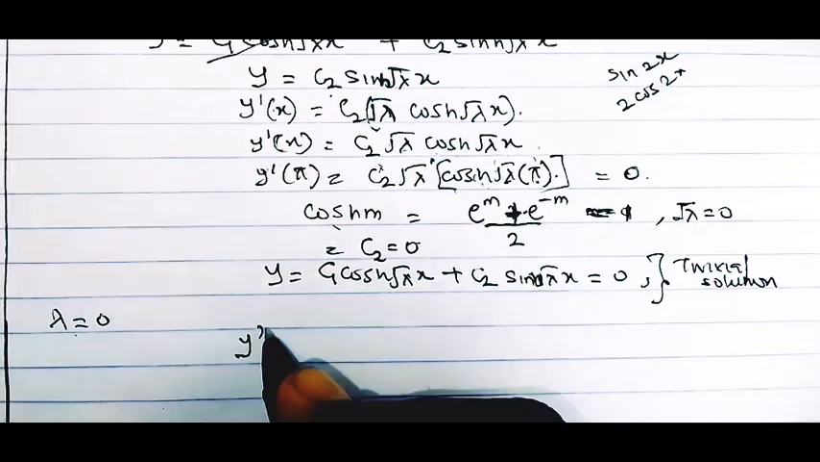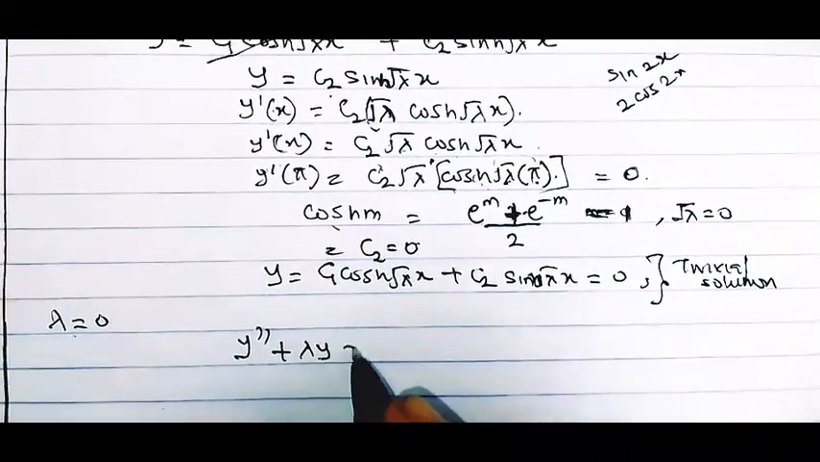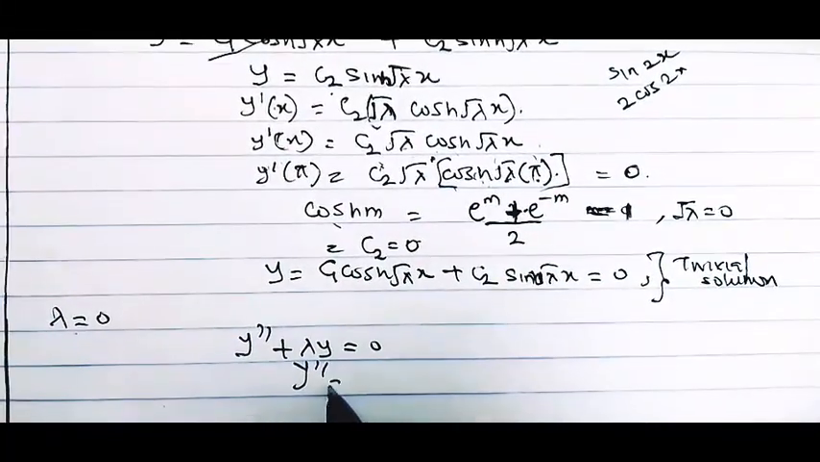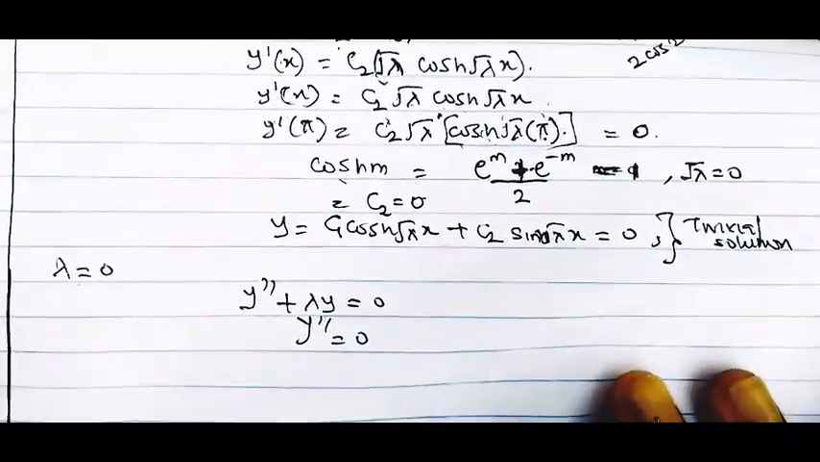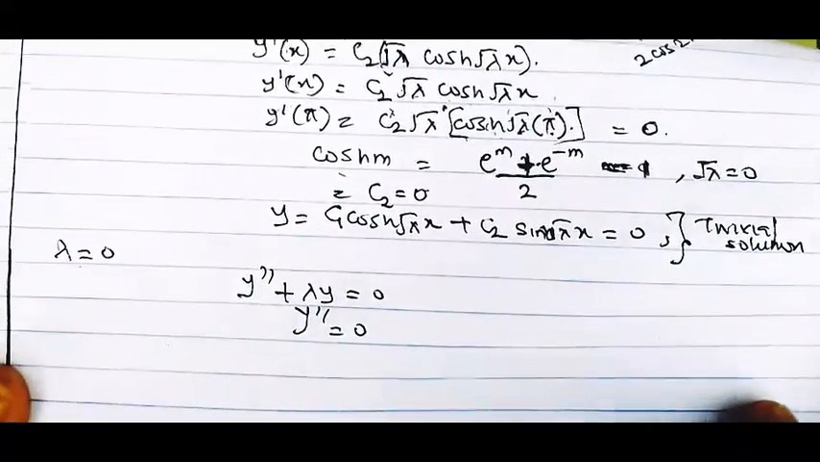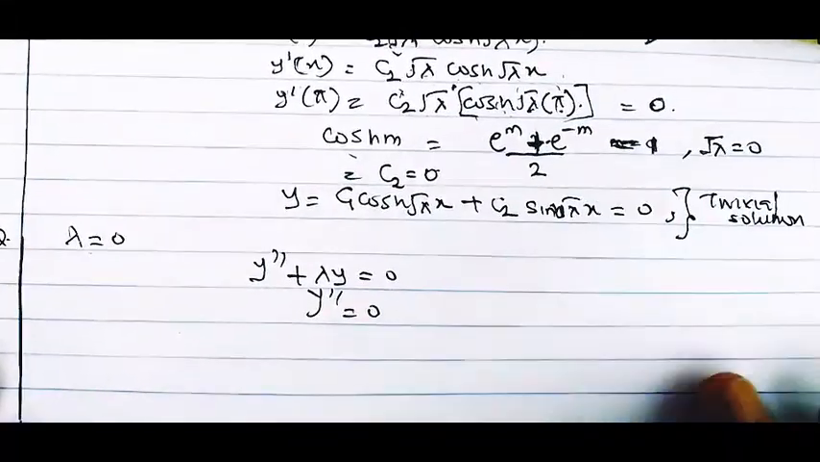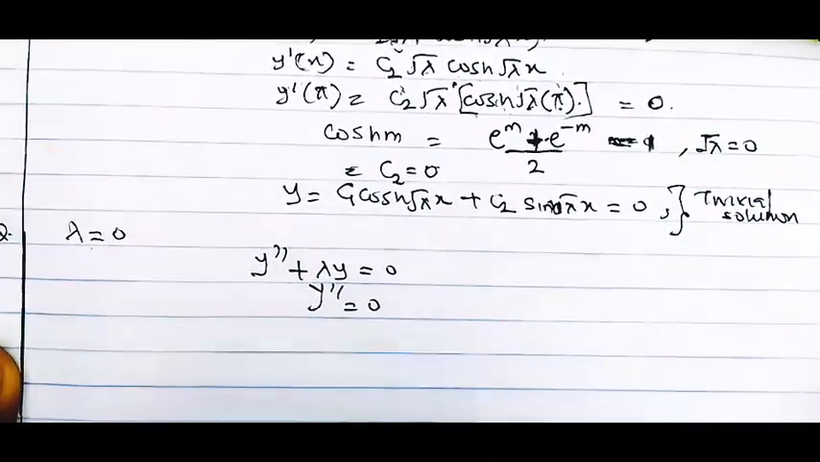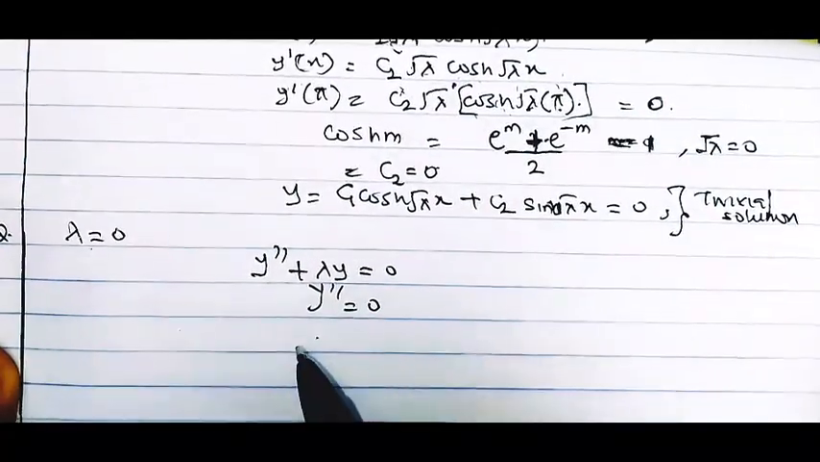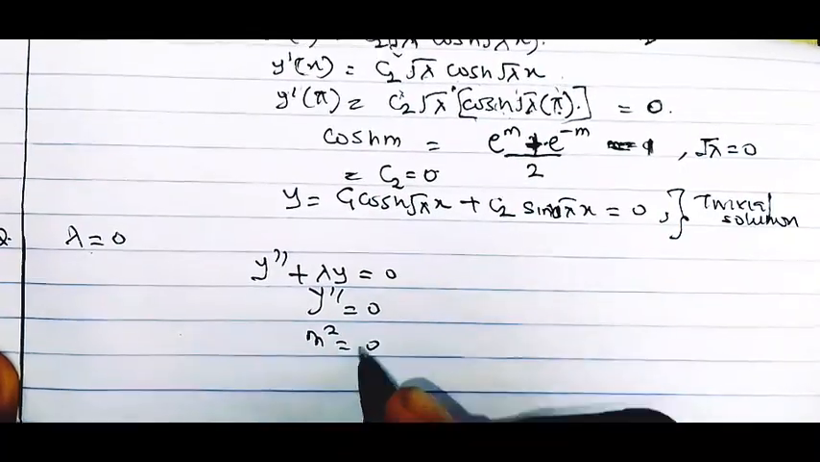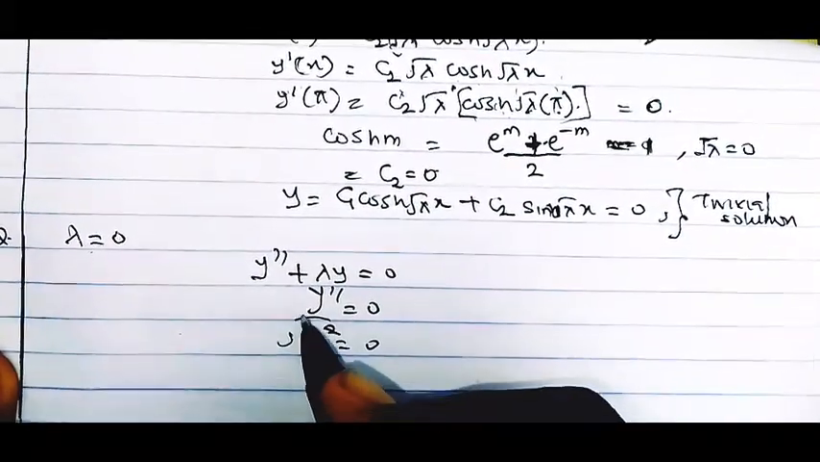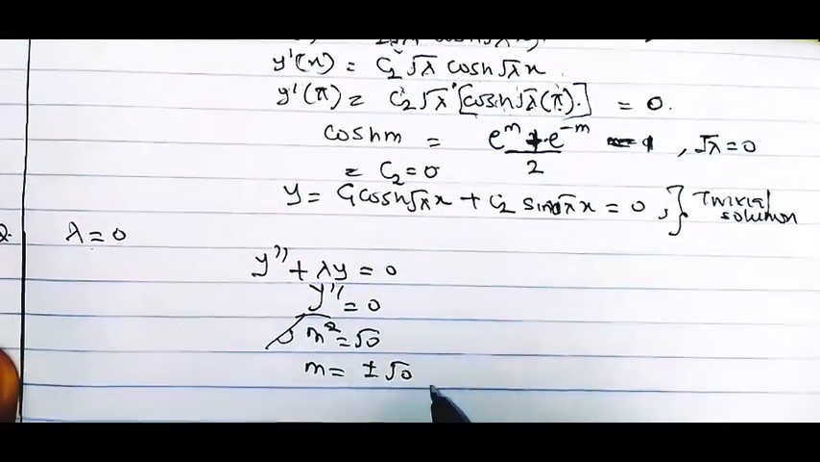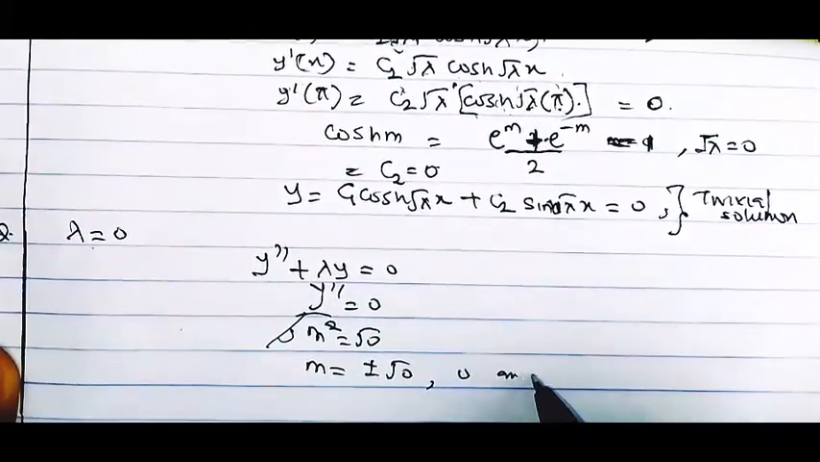So given our Sturm-Liouville equation of this, when lambda is equal to 0, what do we have? We have this, which is equal to 0, right? Then we can also assume this to be a second order differential equation. So when we solve this using the auxiliary equation, this is m squared, and this is equal to 0. So take the square root of both sides. We're having plus or minus square root of 0. We're having 0 and 0.